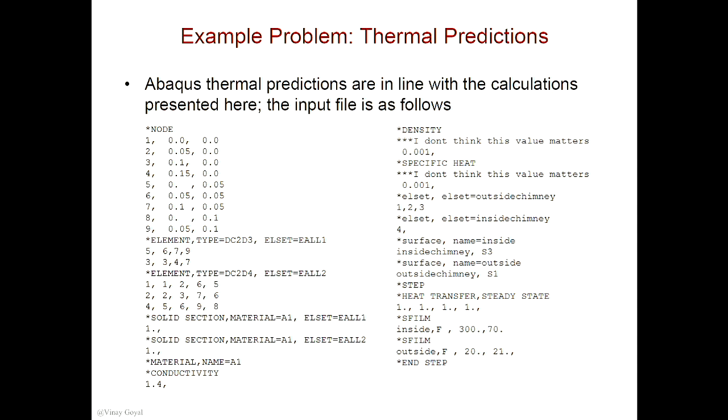Then 300 is the temperature of the chimney, of the hot gas, I'm sorry. 70 is the heat transfer coefficient. And then again I have an S film for outside, and then comma F, comma 20, which is the temperature of the cool air, and then 21 is the heat transfer coefficient, okay? So with that, I have concluded the topic of isoparametric elements as applied to heat transfer problems.